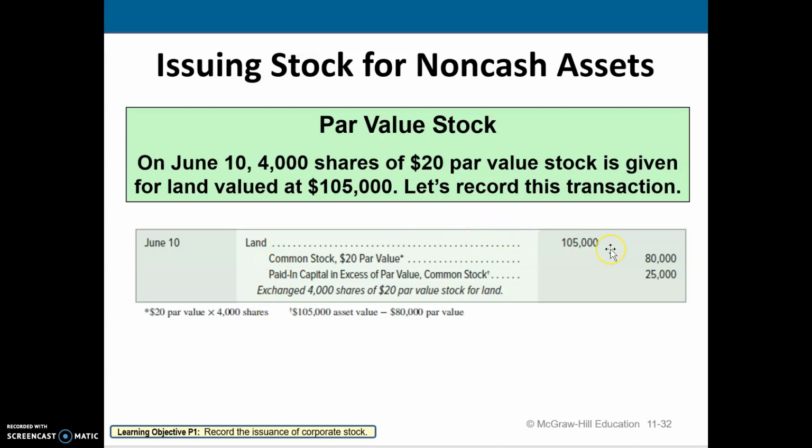So we debit the land $105,000. The credit to common stock, 4,000 times 20, is 80,000. And then the difference goes into paid in capital in excess of par value.